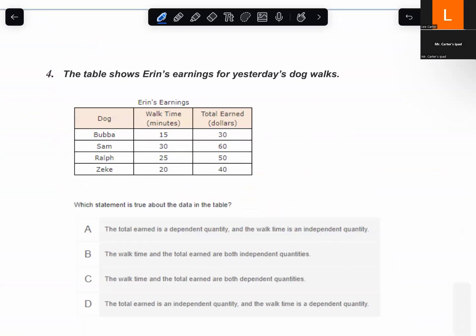All right, number 4, the table shows Aaron's earnings for yesterday's dog walks. So we're looking for what's true about it. So the X here, the Y here. So what you earn is dependent. So this is the dependent, and then this is the independent. So the total earned is a dependent quantity, and the walk time is independent. That's correct. The walk time and the total earned are both independent quantities. Nope. Walk time and the total earned are both dependent. Nope. And the total earned is independent and walk time is dependent. Nope. So those are reversed.